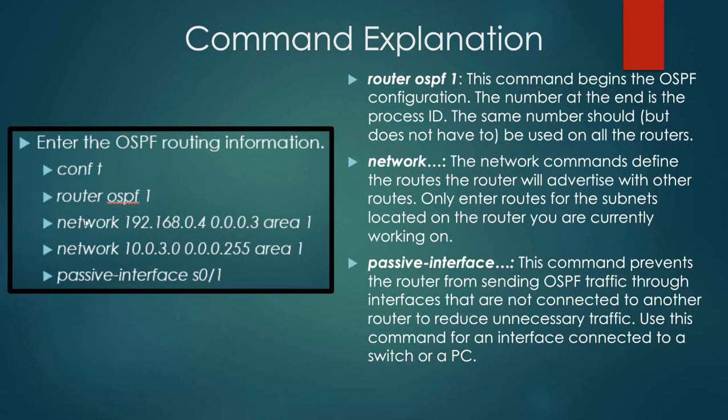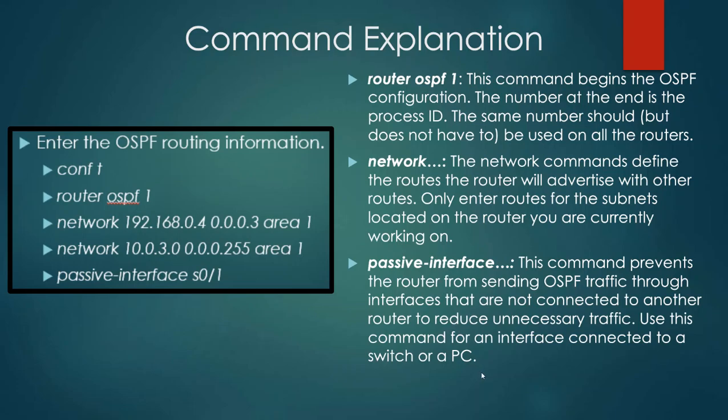Then you have the network commands. You need as many network commands as you have subnets connected to your router. The network commands define the routes the router will advertise to other routers. Only enter routes for the subnets located on the router you're currently working on. I discussed that before. That's what separates OSPF and most other routing protocols from static routes.